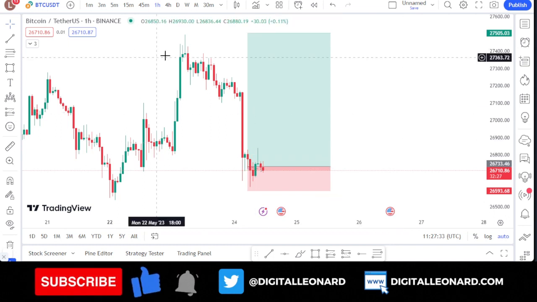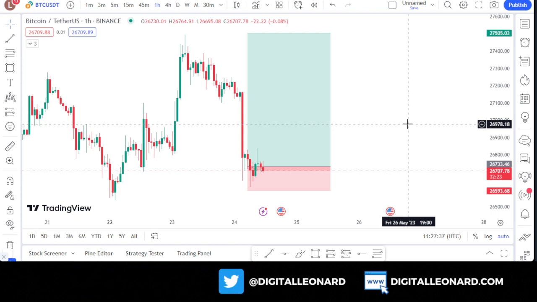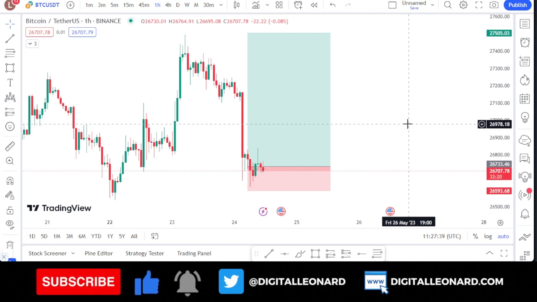Oftentimes, a lot of traders wonder, if I enter a trade, where do I set my stop loss? Where do I set my take profit? How do I know where to set my stop loss? How do I know where to set my take profit and all of that?